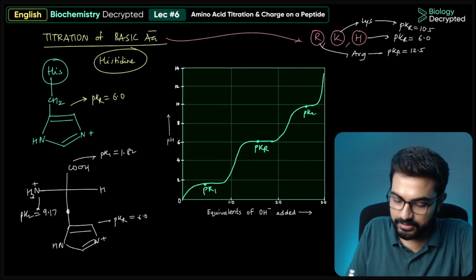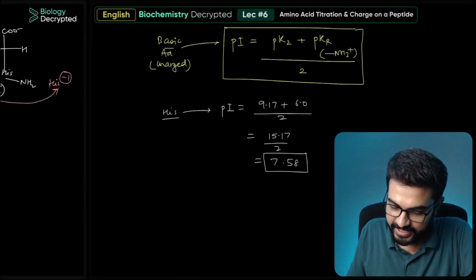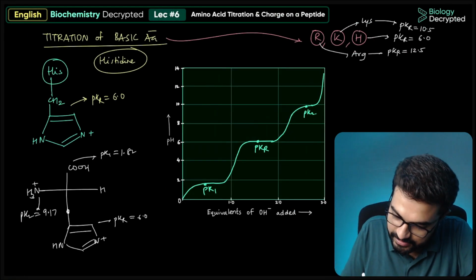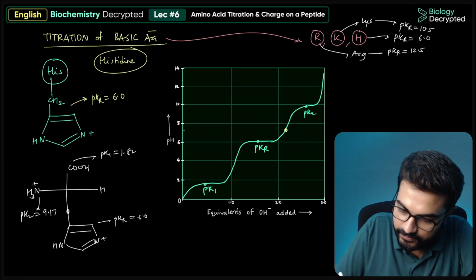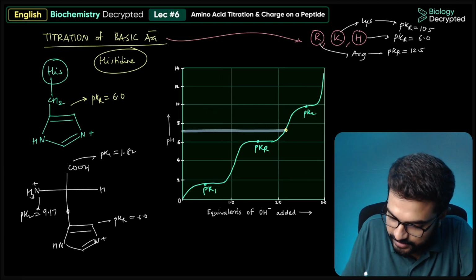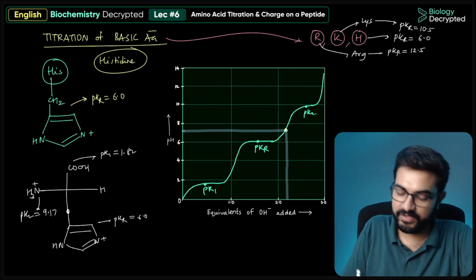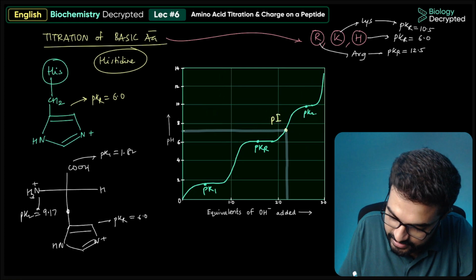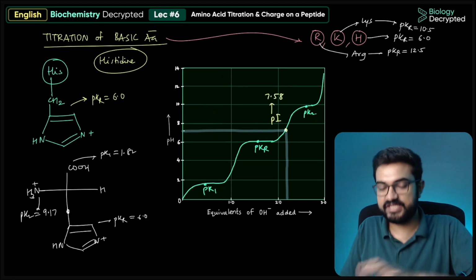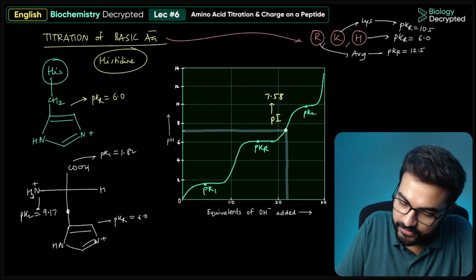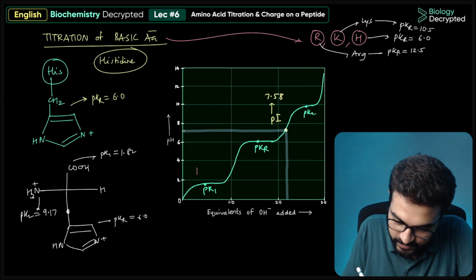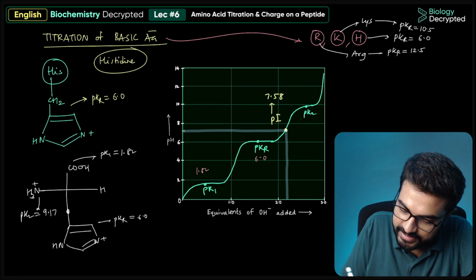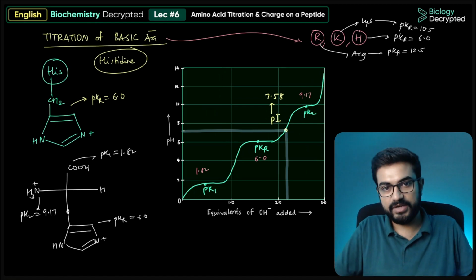Now for PI calculation, what we saw, the value of PI here is 7.58. So this is the midpoint of these two, and at this particular point we get the PI. This is the point where we'll find the PI, and here for histidine the PI is 7.58. Obviously the values of pK1 and pKr we already know. This is 1.82, this is 6.0, and this is 9.17, and finally this is how graphically we can see the PI.